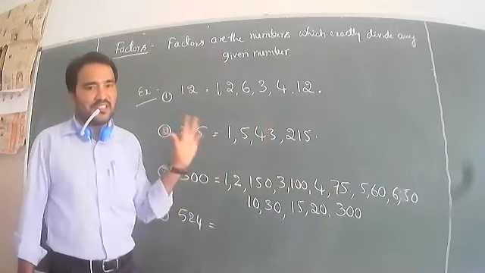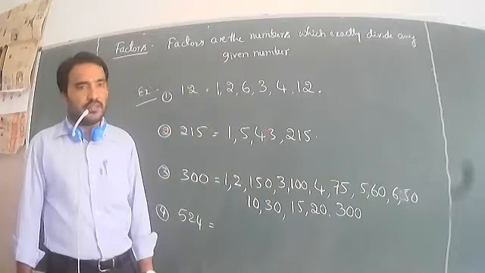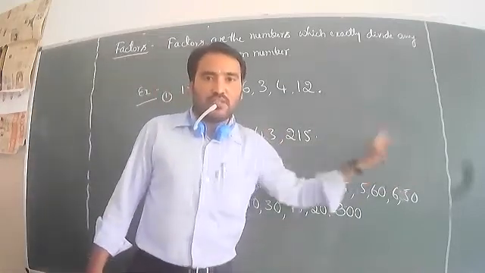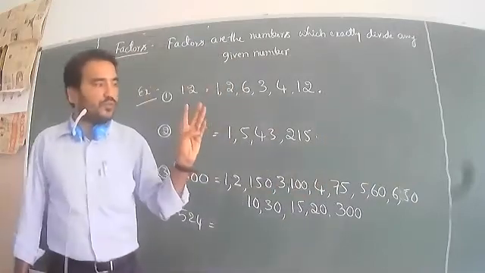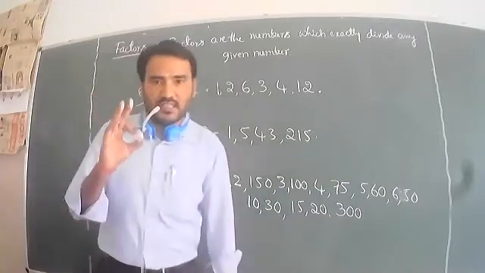Totally 16 factors. So like this you have to find out. Guruji, how to find out the factors? It can be done using division. Guruji, how do we check whether it divides? You have to check one by one: 1, 2, 3. So even numbers can be exactly divided by 2.